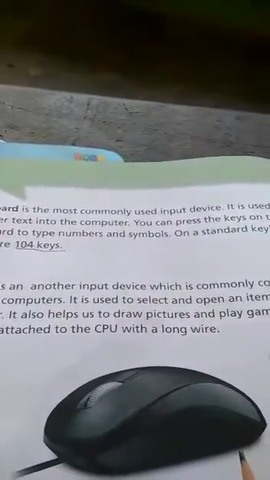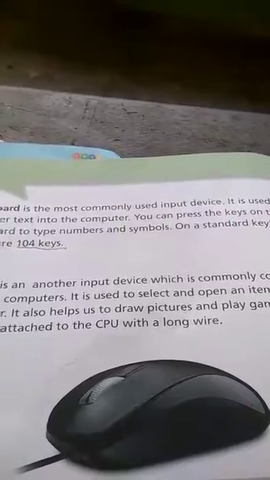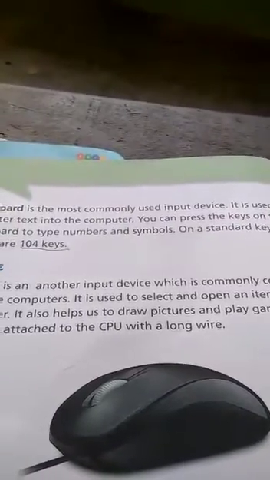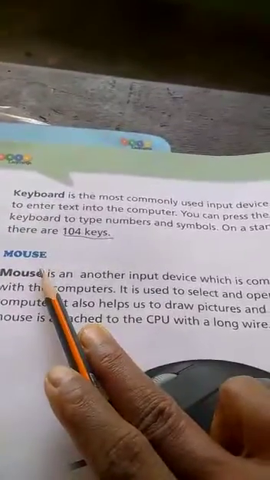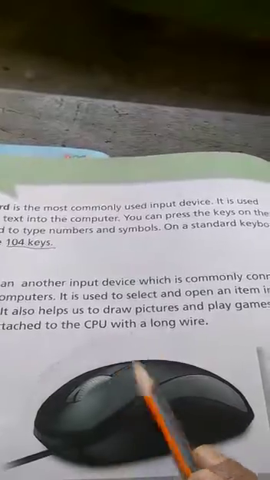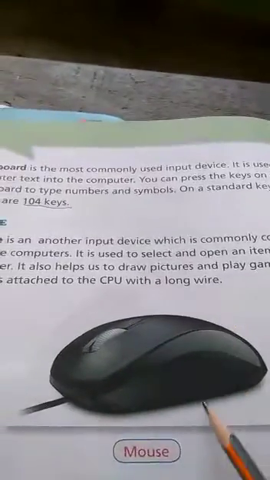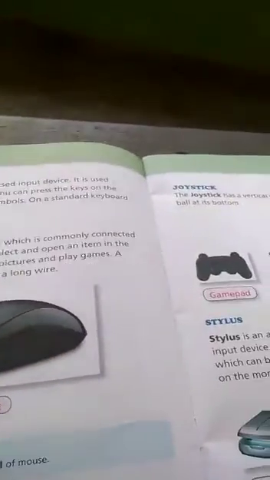Okay. Mouse is also another input device. With the mouse you can select items, open them, draw pictures, and play games. The mouse is attached to the CPU with a long wire. Okay, this is also an input device. Keyboard is an input device and mouse is also an input device.